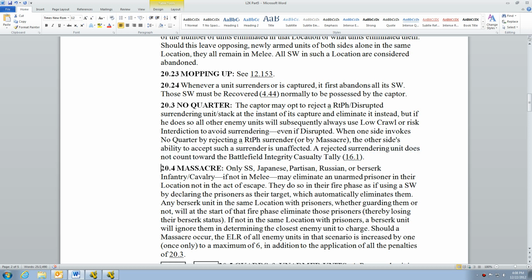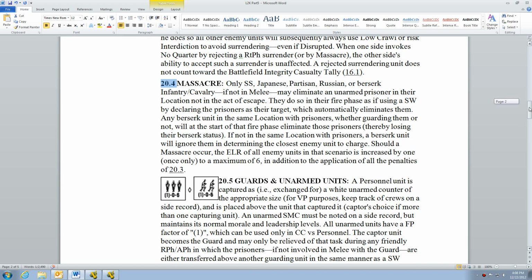Related to the no quarter rule is section 20.4. Once you've started to accept prisoners, if you ever change your mind and massacre your captured units, their prisoner units, then that invokes this rule 20.4. Only certain units can do this, though: SS, Japanese, partisan, Russians, or berserk infantry or cavalry, not in melee, may eliminate an unarmed prisoner in their location, not in the act of escaping.